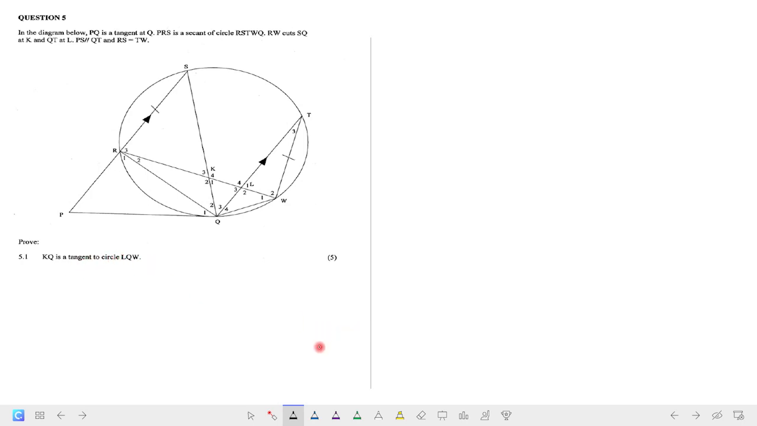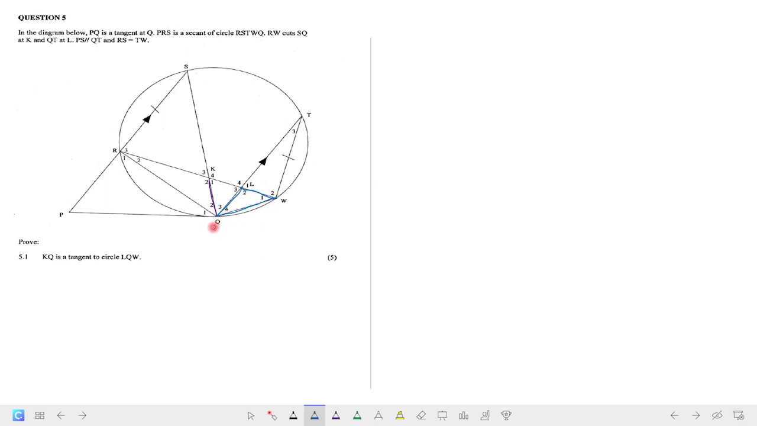LQW. So how we're going to do it here is that if we're saying KQ is tangent to LQW, you're going to first look for KQ. So you're going to draw KQ. So let me draw KQ, right? And then after you've drawn KQ, you're going to look for LQW and draw that angle also. So LQW.